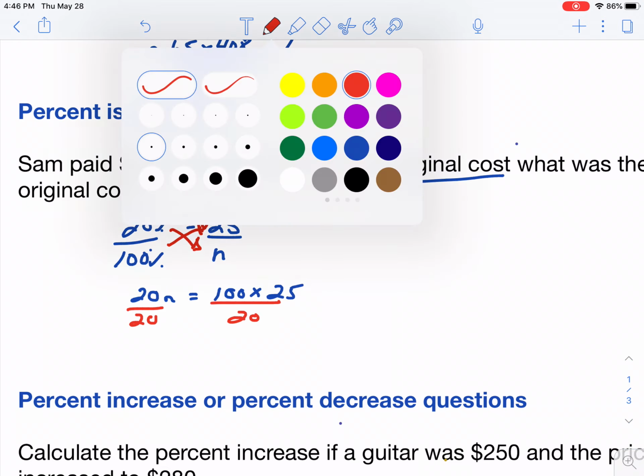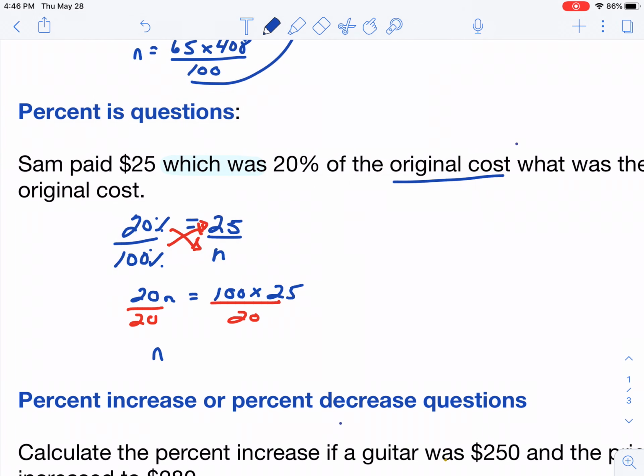And now I can say that my n is going to be 100 times the 25 divided by the 20. And when I do my math, 100 times 25 is 2,500. 25 divided by 20 is 125. So as a result, it has a value of $125.